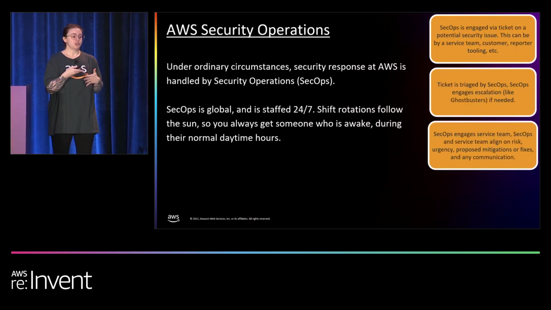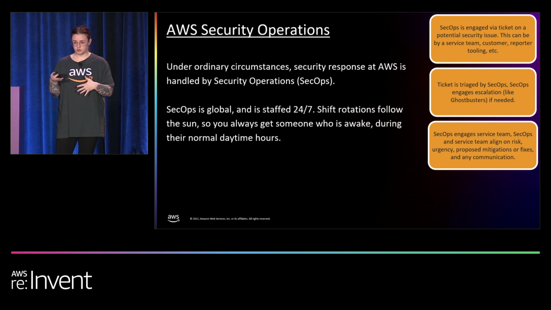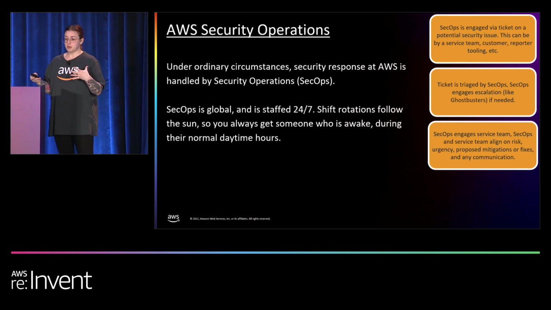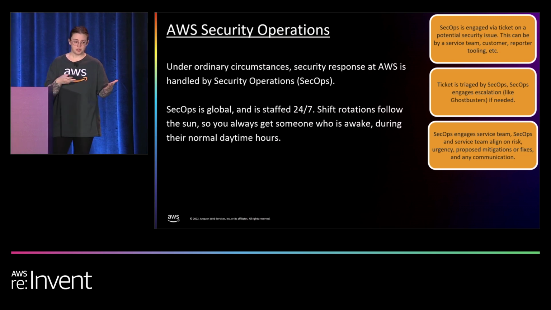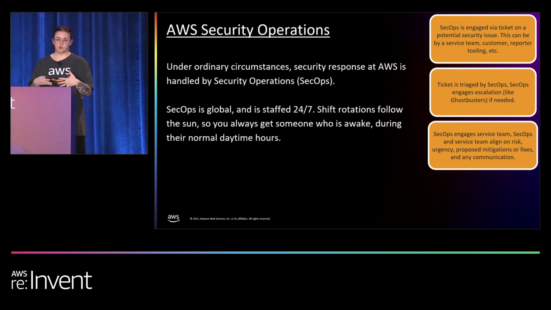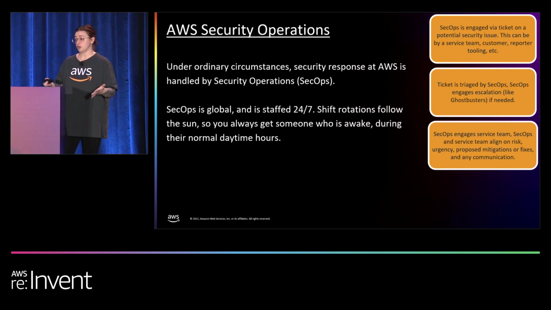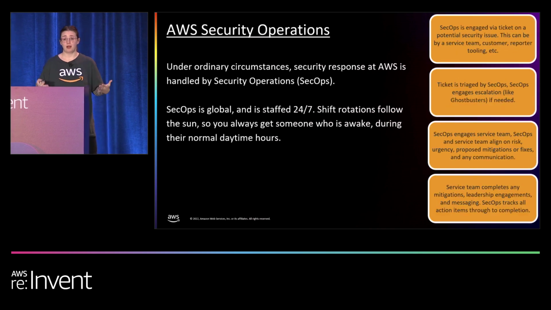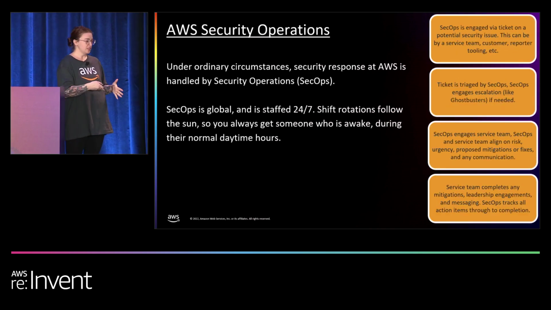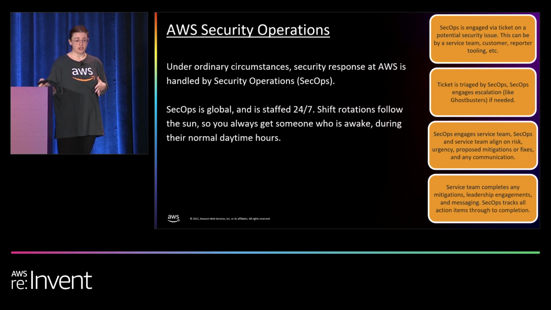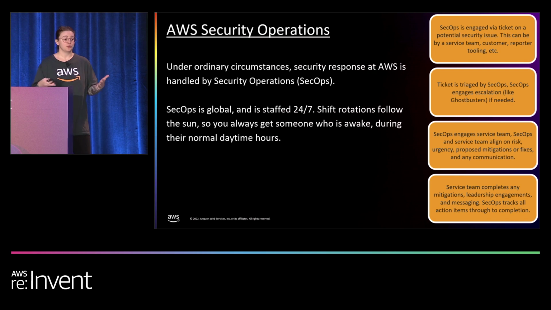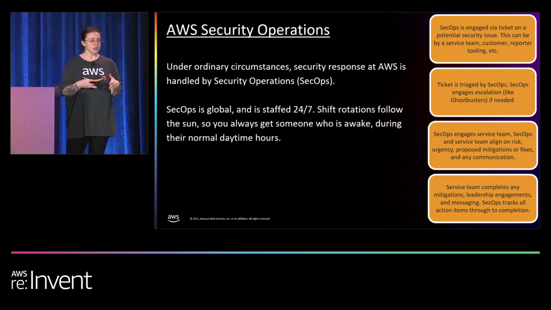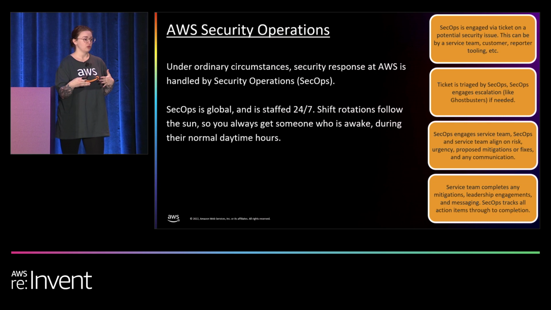Then SecOps engages a service team, right? The SecOps group and the service team work together. They align on what the actual risk might be in any given scenario. They talk about urgency, propose mitigations or fixes or deployments. They work out things like customer communication, right? Do we have to let customers know about something? And then the service team is responsible for completing any of that mitigation, like getting a deployment out, engaging leadership, writing customer messaging. And then SecOps is responsible for driving that event through to completion.